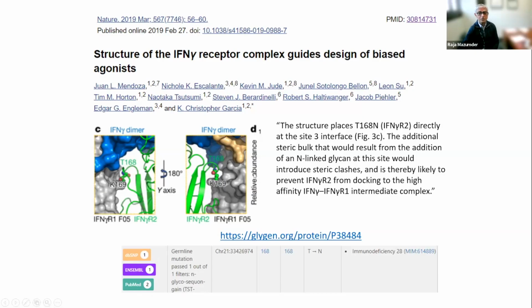One of the publications shows, from a structural viewpoint, what exactly is happening in these patients. The mutation is directly at the site, directly in the interface, and it causes a steric bulk that would result from the addition of the N-glycan and would introduce steric clashes, likely preventing the interferon gamma receptor from docking to the high affinity intermediate complex, the interferon gamma and R1 complex. This is what we expect to see when we are trying to look at this.